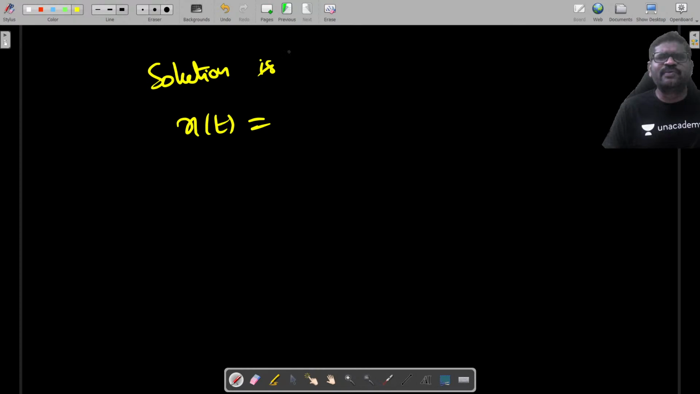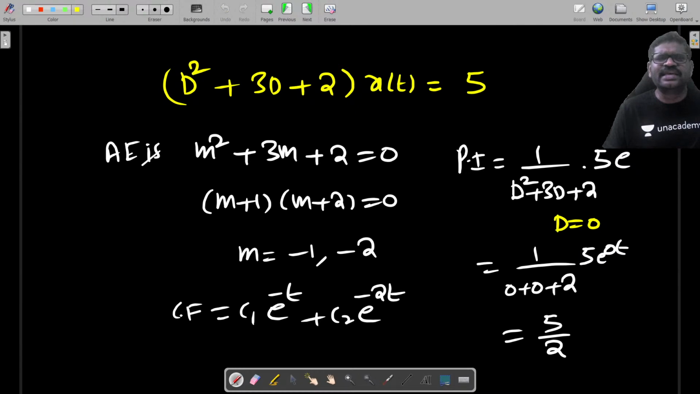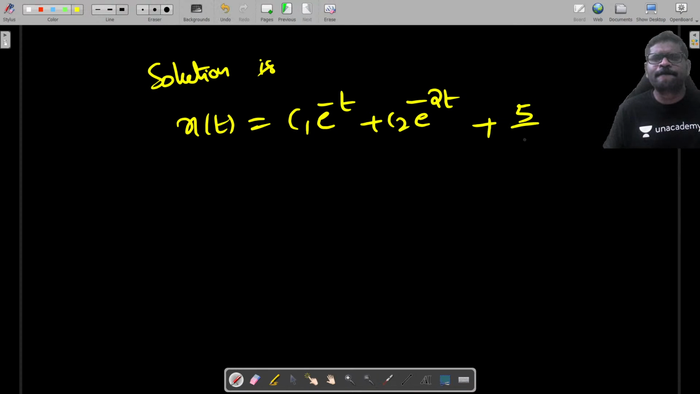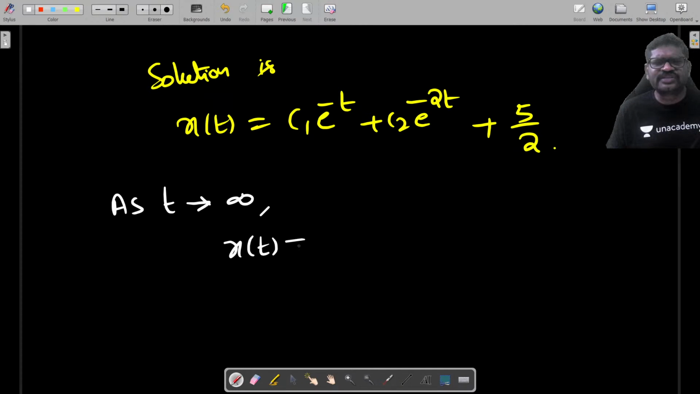Now the solution is x of t equal to c1 e power minus t plus c2 e power minus 2t plus 5 by 2. As t tends to infinity, e power minus t is 0, e power minus 2t tends to 0, so x of t equals 5 by 2.